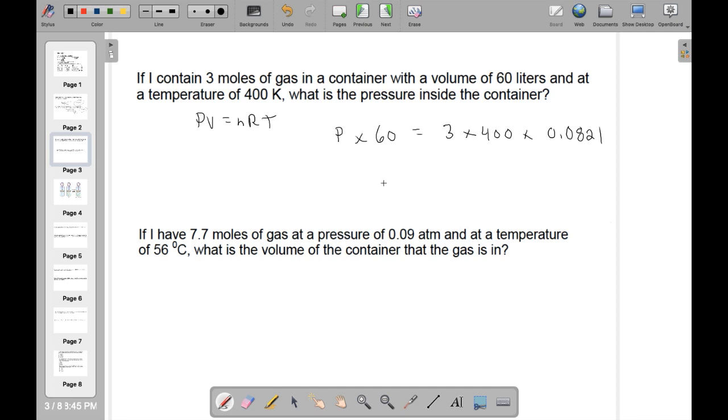So how do I get the answer for this? I just need to divide this side by 60. That's going to go over there. Essentially what I'm doing is multiplying both sides by 1 over 60, this side by 1 over 60, this side by 1 over 60 to isolate the P on this side. If I do that math, I'm going to get around 1.642.